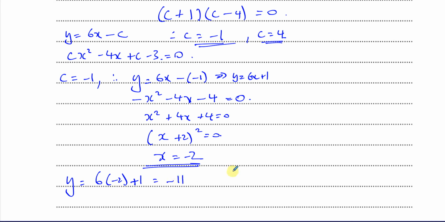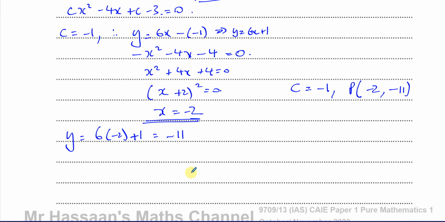So therefore, when c is equal to negative 1, the coordinates of P are x equals minus 2 and y equals minus 11. So that's one set of answers. Then we got another set of answers when c equals 4.